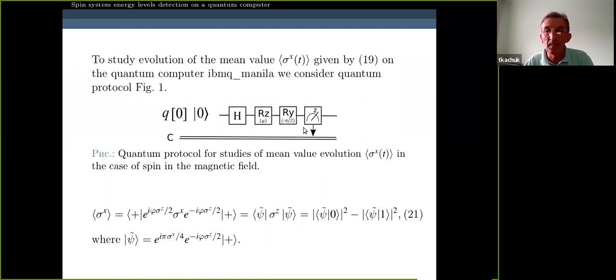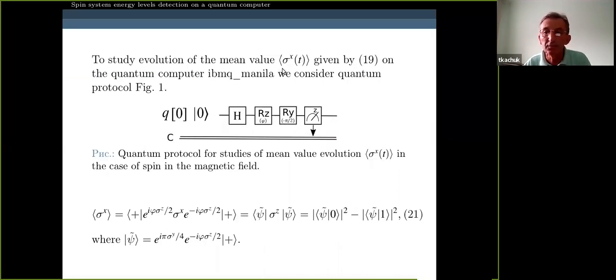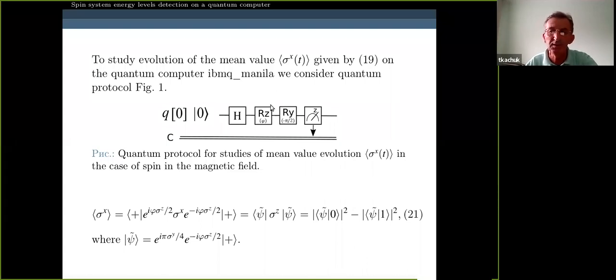Here is presented a quantum protocol for calculation of the mean value. I forgot to show you that for this Hamiltonian, you can easily find an operator which anti-commutes with the Hamiltonian. It is a Pauli matrix, the X component of the Pauli matrix, because here you have the Z component, and the X component anti-commutes with the Z component. So the operator A, which anti-commutes here, is the X component of the Pauli operators.